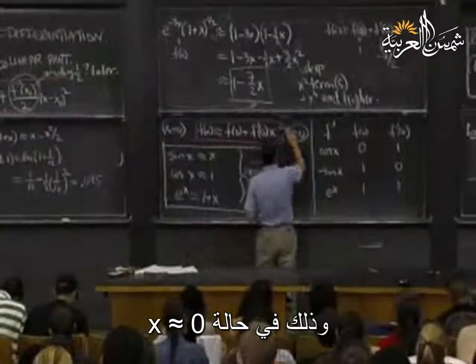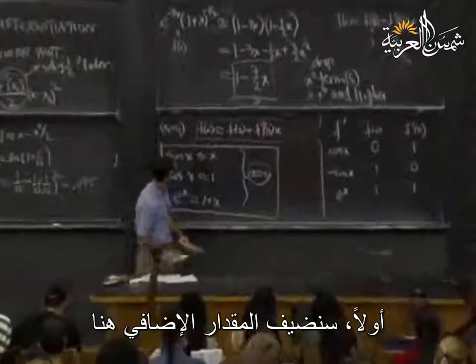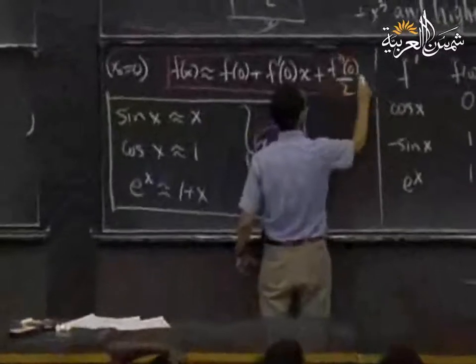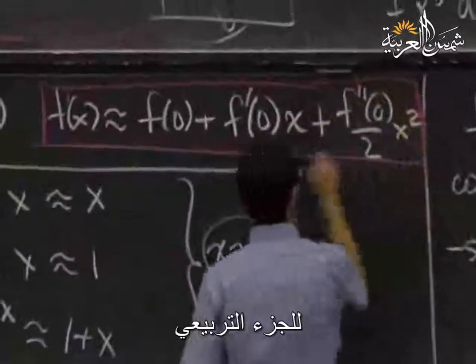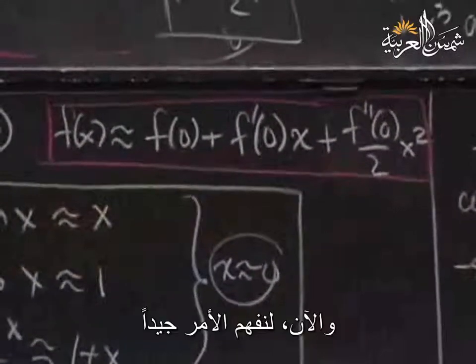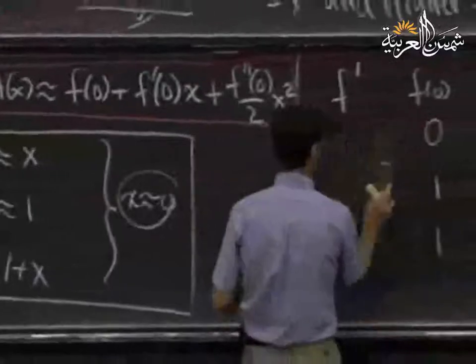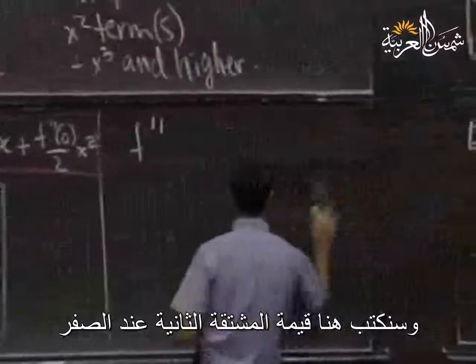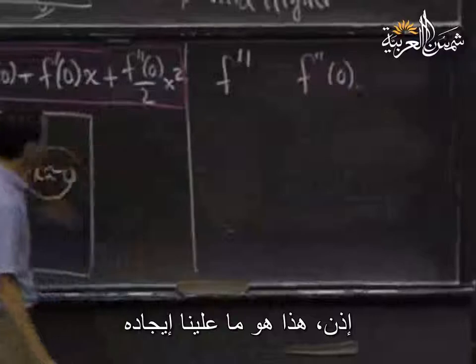And let me do it for the x approximately 0 case. So first of all, I want to add in the extra term here. All right, here's the extra term for the quadratic part. And now, in order to figure out what's going on, I'm going to need to compute also second derivatives. So here I need a second derivative, and I need to throw in the value of that second derivative at 0. All right, so this is what I'm going to need to compute.